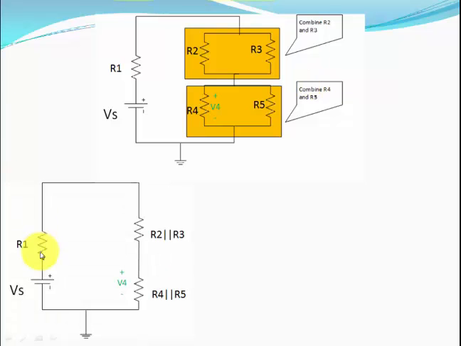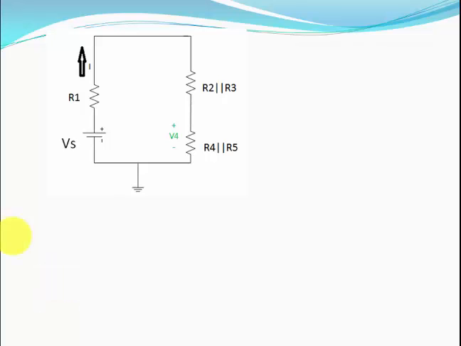So the simplified circuit is like this. In this circuit, we can see how to find V4. We use voltage divider. Voltage divider is the corresponding resistance on top, the sum of all the resistance on bottom, multiplied by the total voltage.